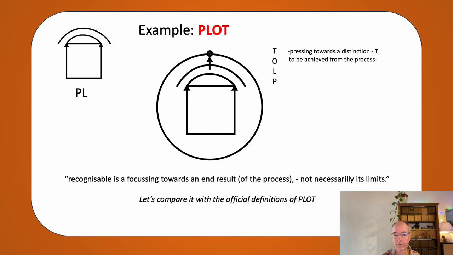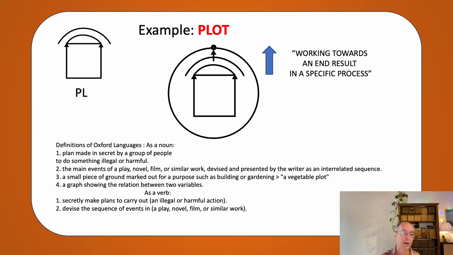If we compare it with all the definitions of plot, let's do that. I used the Oxford Languages reference. I have here: the plan made in secret by a group of people to do something illegal or harmful. The main events of a play, a novel, a film, and so on. So a sequence, so you have an idea of what the whole sequence of events is. Or a small piece of ground marked out for a purpose, such as building or gardening, here in the context of a vegetable plot. Something else, a graph showing the relation between two variables, or secretly making plans to carry out as a verb. And again, the sequence of events in a play, novel, film, or work.